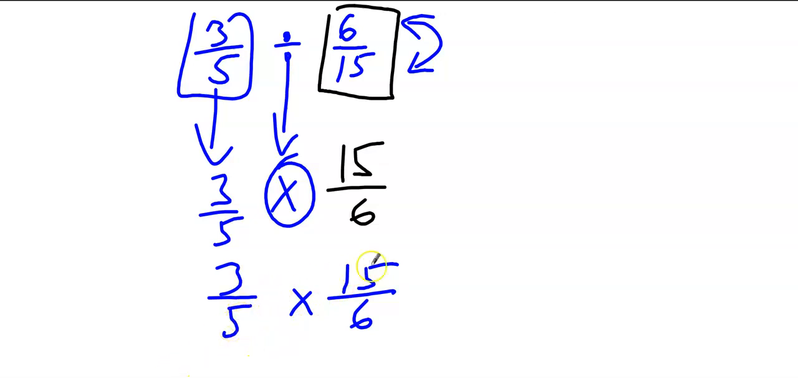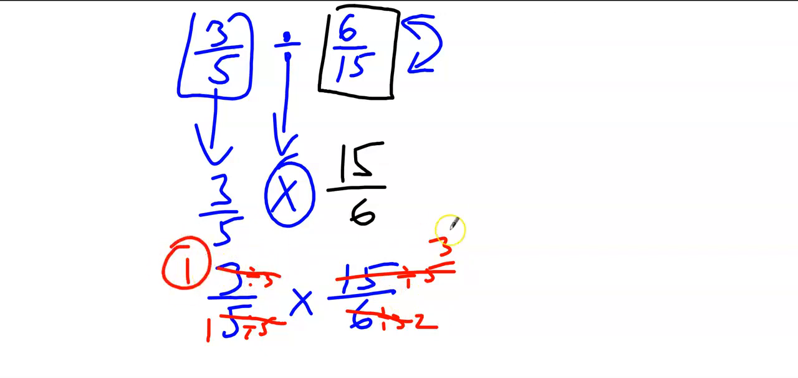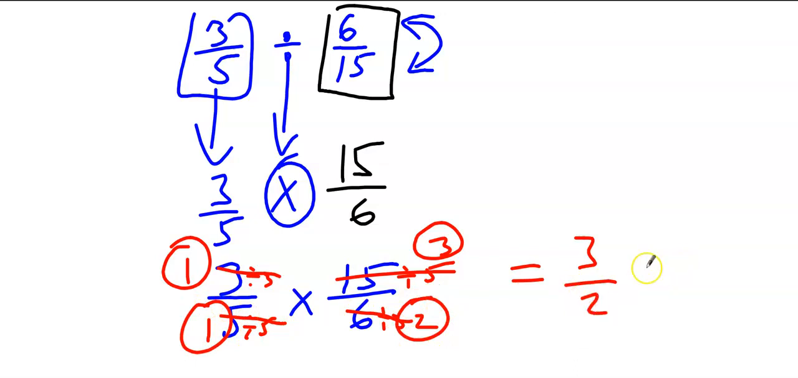So 5 and 15 are both divisible by 5. 5 divided by 5 is 1. 15 divided by 5 is 3. 3 and 6 are both divisible by 3. 3 goes into 6 twice. 3 goes into 3 once. Take the new values. 1 times 3 is 3. 1 times 2 is 2.